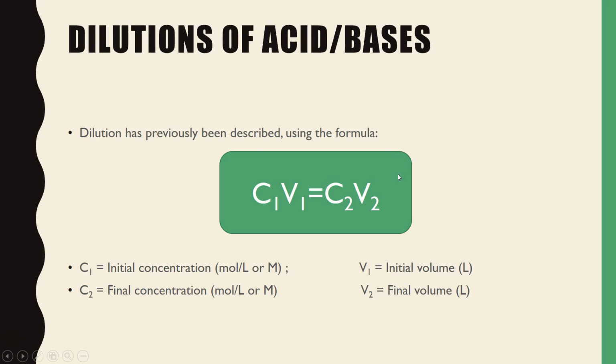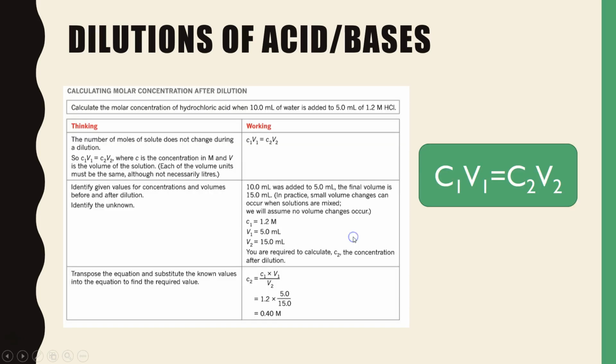Because the moles of the solutions have not changed, we can apply this formula to calculate the dilution of the solution, where C1, the initial concentration, is multiplied by V1, the initial volume, and that's equal to C2, which is the final concentration, multiplied by the final volume, V2. Let's look at a problem with this.